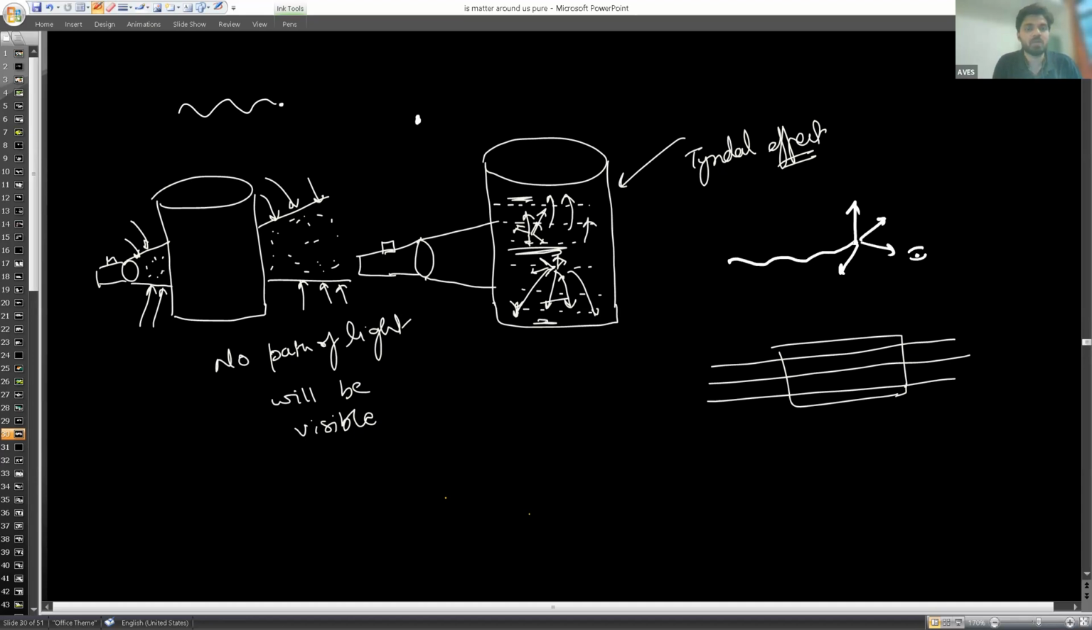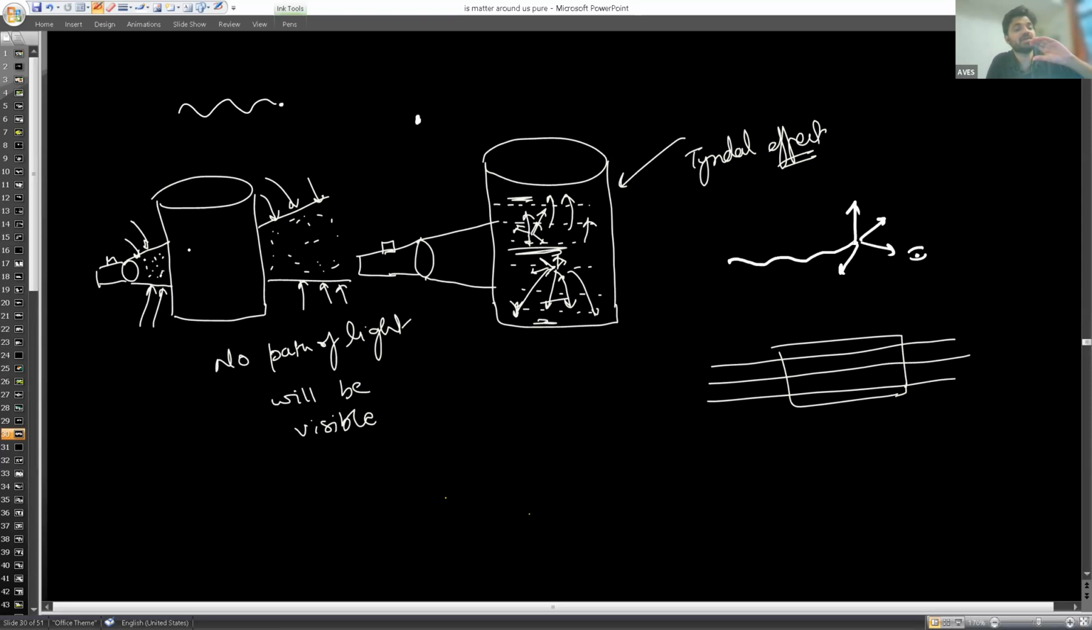But what happens if the particle size is so small that the light cannot fall over it, that it cannot scatter the beam of light? So you have this torch. Here, outside, the dust particles are big enough that they are scattering the light.